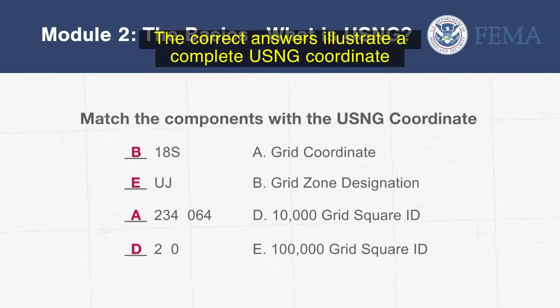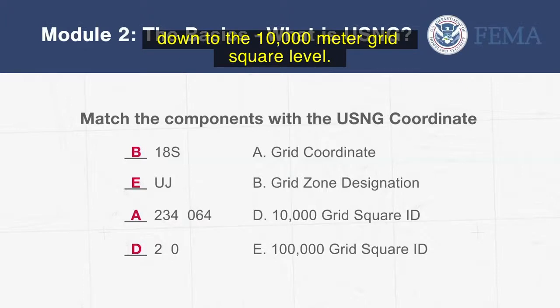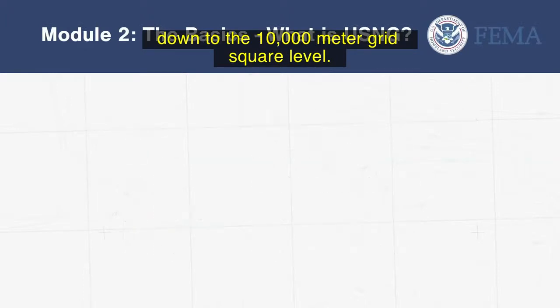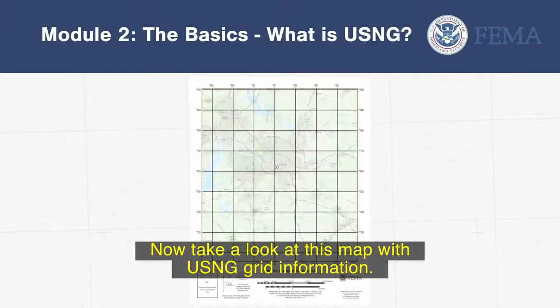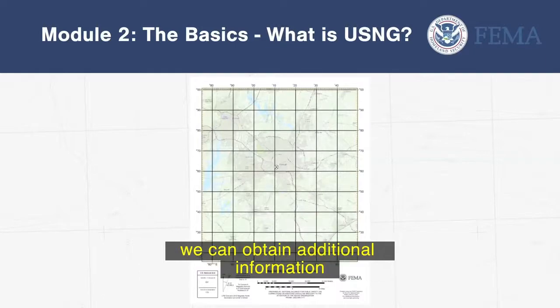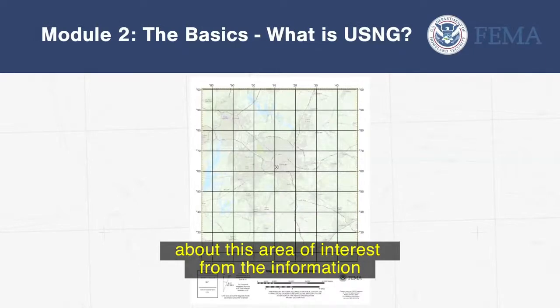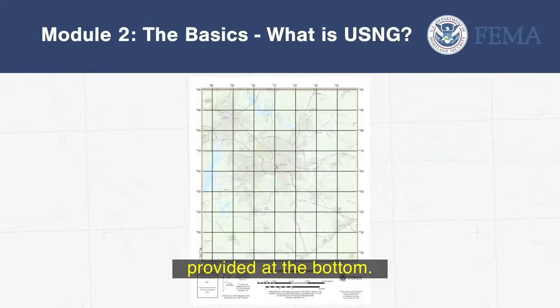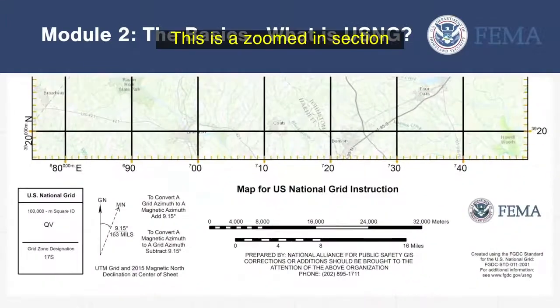The correct answers illustrate a complete USNG coordinate down to the 10,000 meter grid square level. Now take a look at this map with USNG grid information. Although the map shows an area at the 10,000 meter grid level, we can obtain additional information about this area of interest from the information provided at the bottom. This is a zoomed-in section of the bottom of the same map.